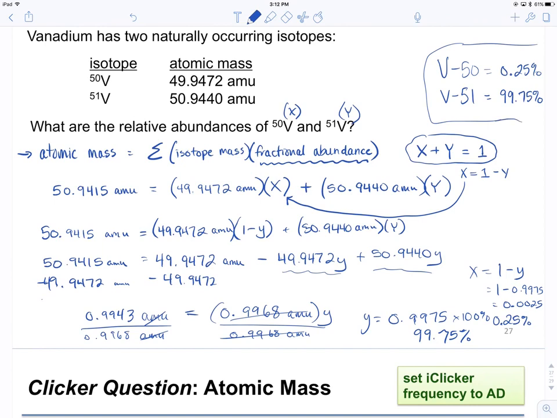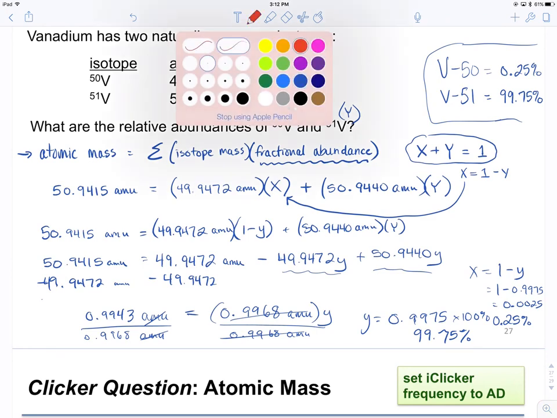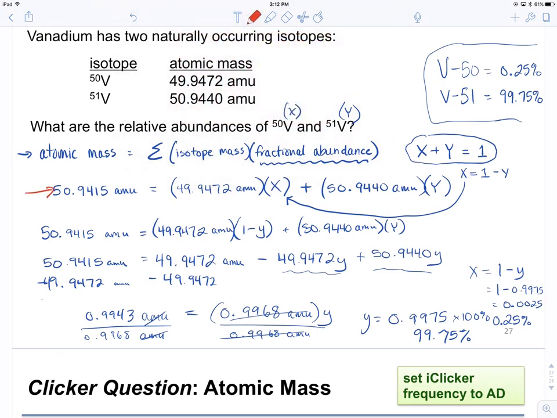Well, if I look at the average atomic mass of 50.9415, that's really close to 51, so I would expect there to be significantly more vanadium-51 than vanadium-50, and that matches what we expect, so we get a check mark for our correct answer.